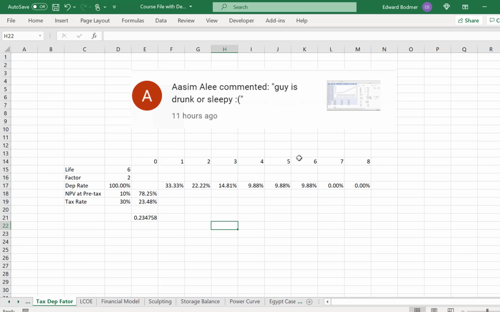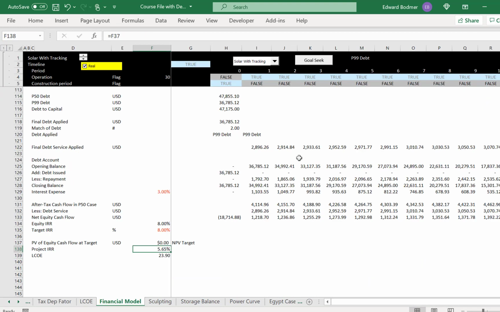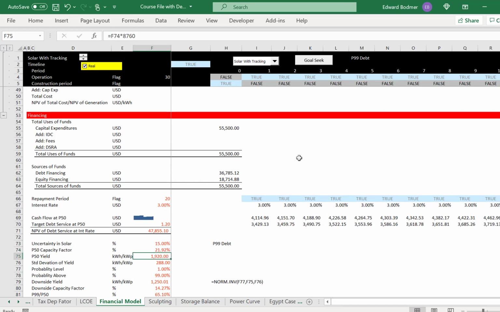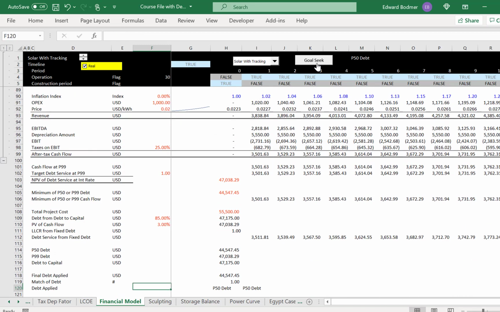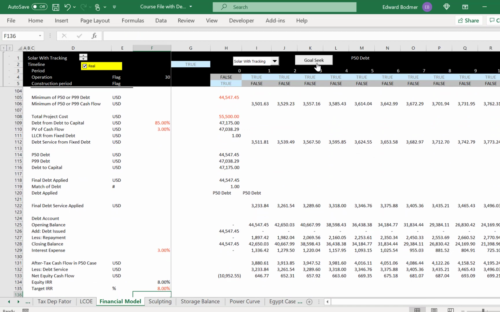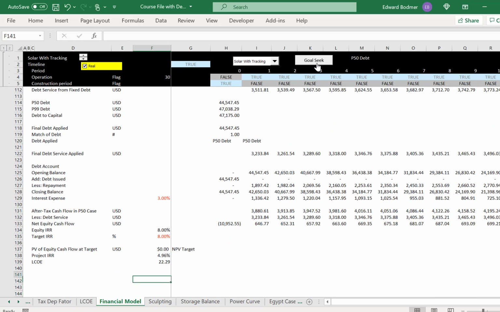And let's go back to our Saudi for a minute. And in our Saudi one, let's say we get our consultants to give us a 5% IRR. Then we're back to our P50 case, and we're all the way down to 4.96.